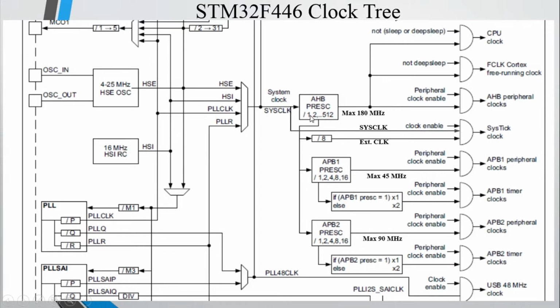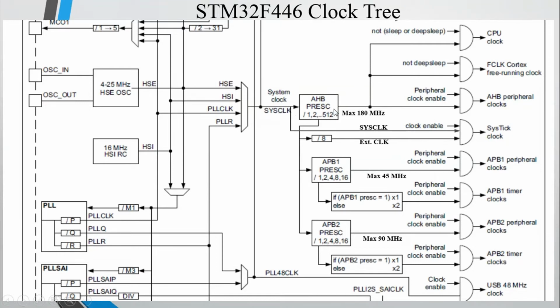Similarly, if the prescaler ratio is 1:2, what does it mean? When two clocks are given at the input, only one clock will be generated at the output. If it is 1:4, what does it mean? If it is getting 4 clocks at the input, then only one clock will be generated at the output. That means you are dividing the clock by these factors.